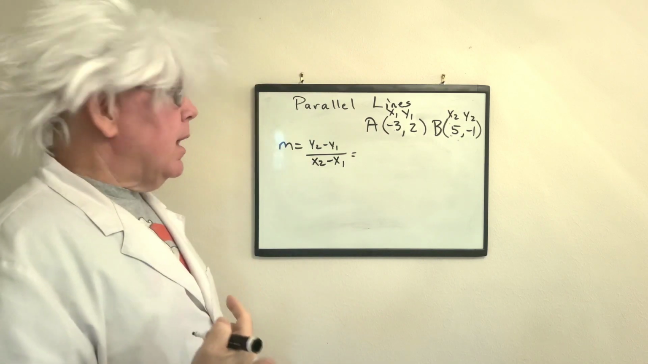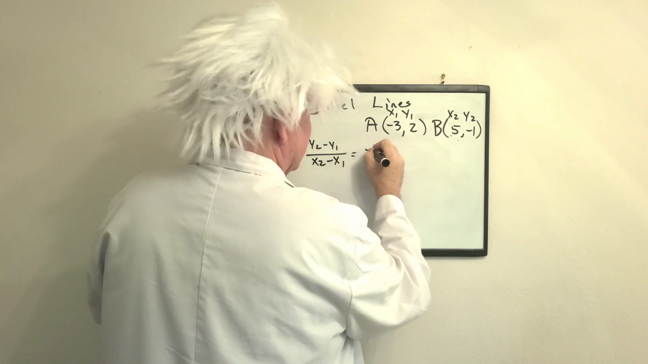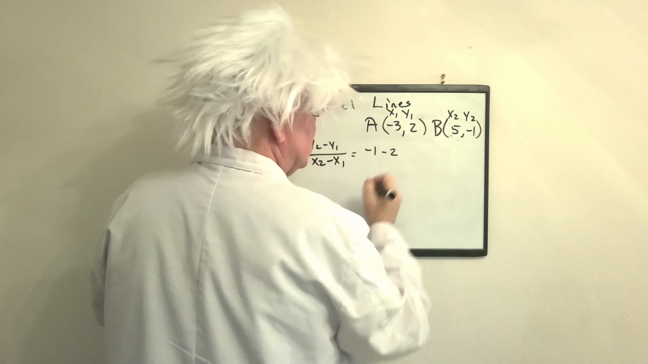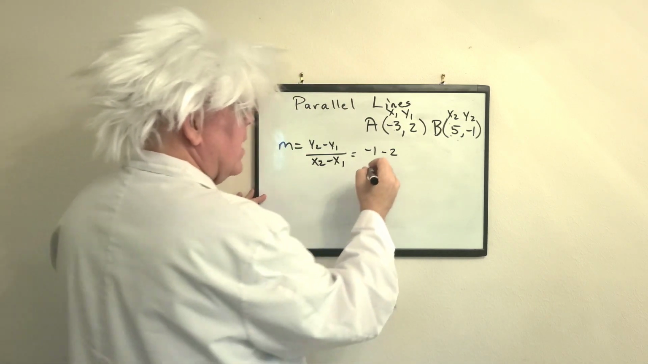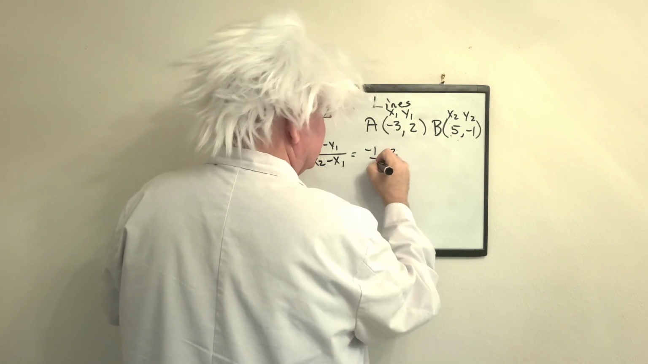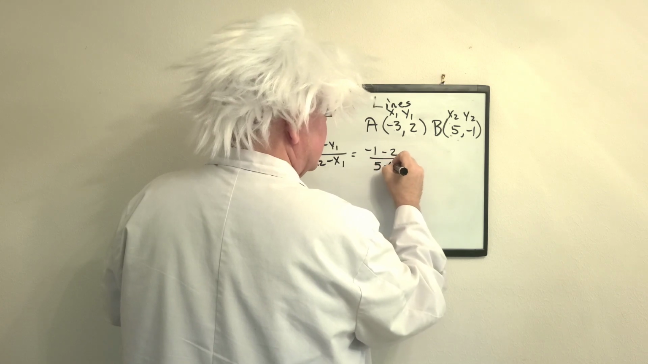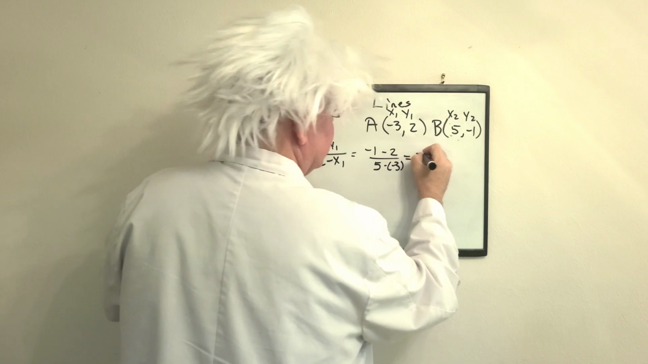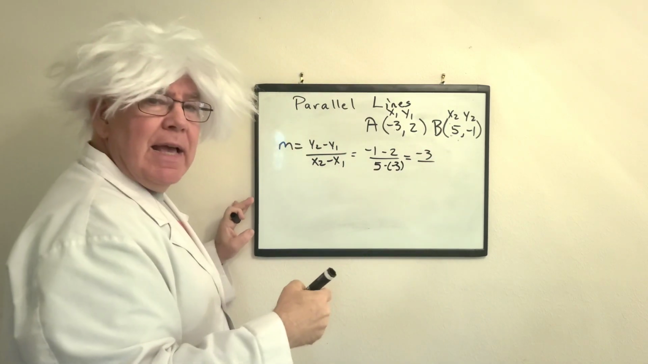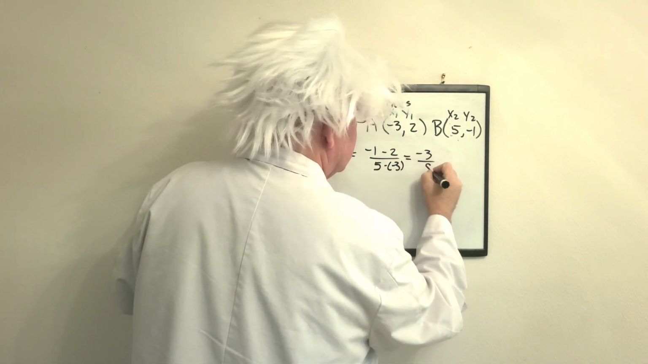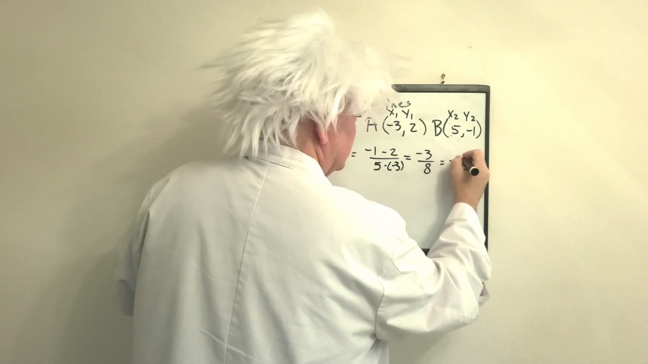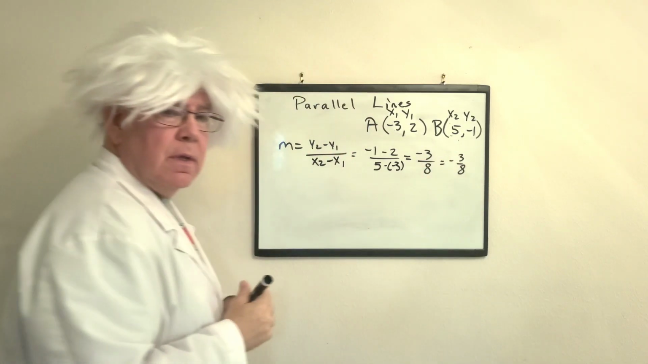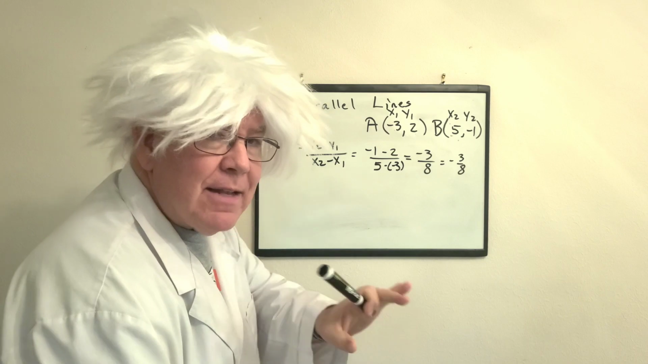Now, I'm going to plug and play. So I have -1 minus 2, that gives me my y. Now watch carefully here. This is going to be 5 minus -3. So -1 minus 2 is -3. Subtracting a negative is like adding a positive, so that is going to be -3/8. Now, that's the first part of it.